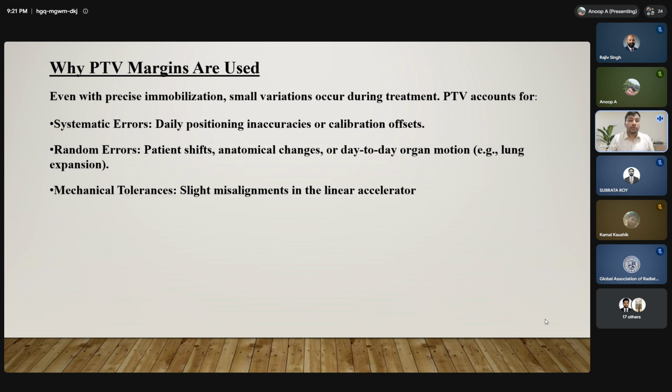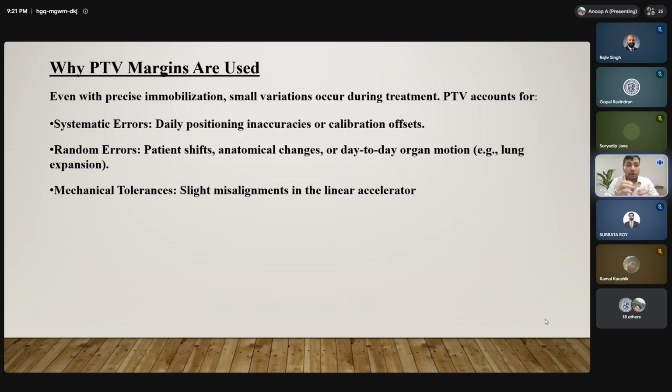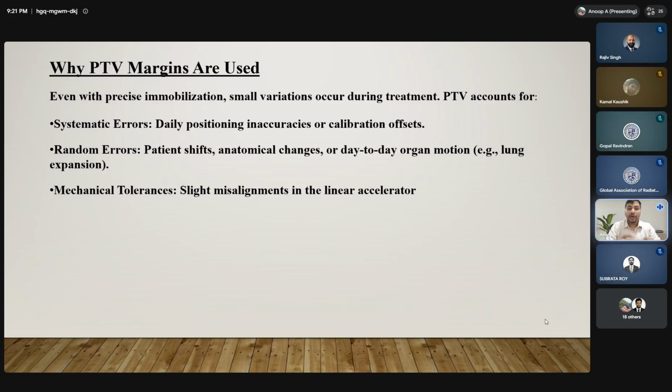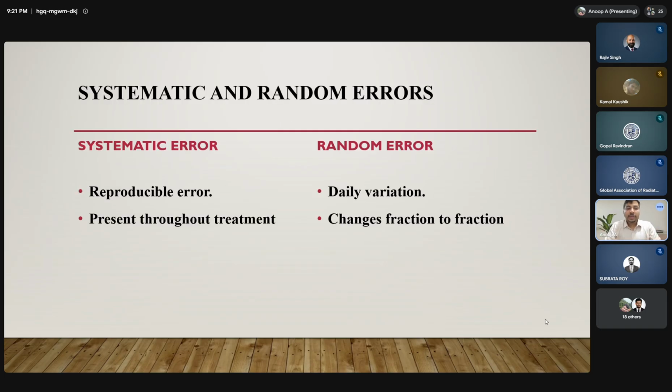Why are PTV margins used? Even with precise immobilization, small variations occur during treatment. The PTV accounts for systematic errors. What is a systematic error? Daily positioning inaccuracies or calibration offsets. Random errors mean patient shifts, anatomical changes, day-to-day organ motion, and mechanical tolerances.